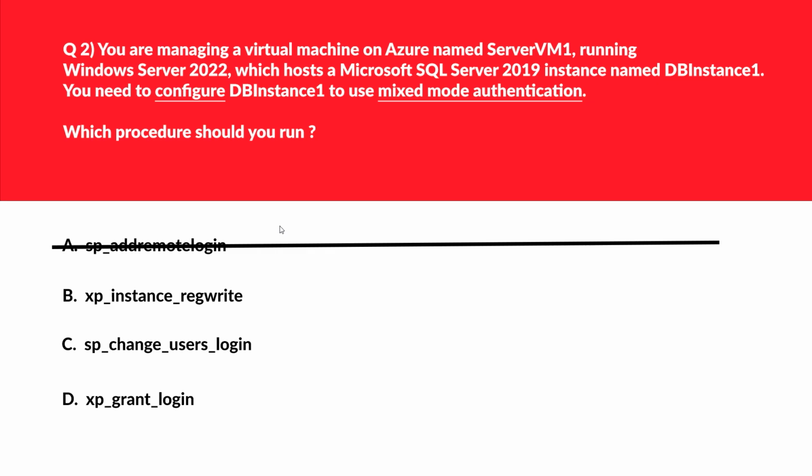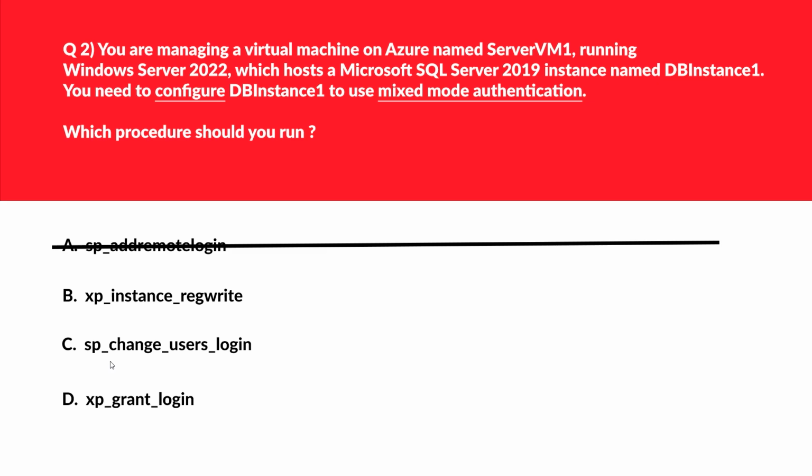So A is out. Let's move to option B. B says xp_instance_regwrite. So the xp_instance_regwrite extended stored procedure can be used to modify the Windows registry, allowing us to change the authentication mode of SQL Server. Let's park this. Let's move to option C.